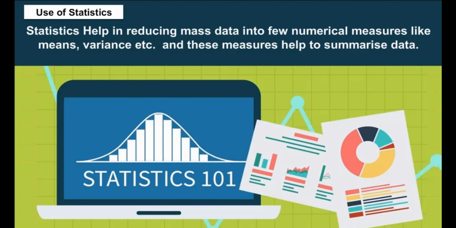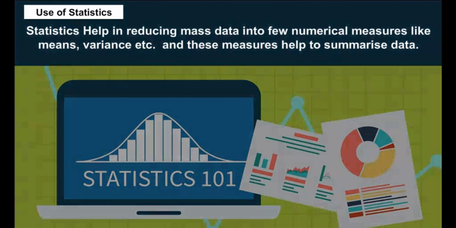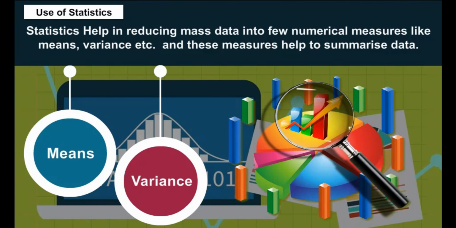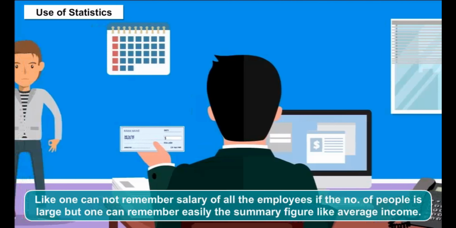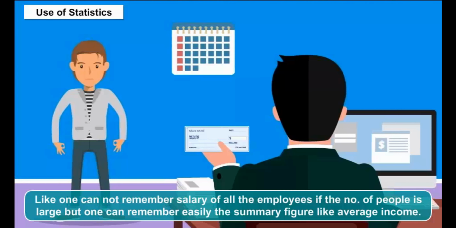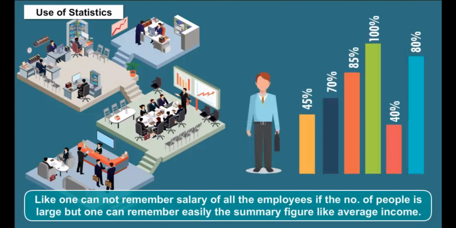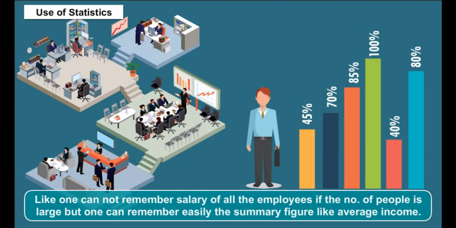Statistics helps in reducing mass data into few numerical measures like means, variance, etc. And these measures help to summarize data. Like, one cannot remember salary of all the employees if the number of people is large. But one can remember easily the summary figure like average income.